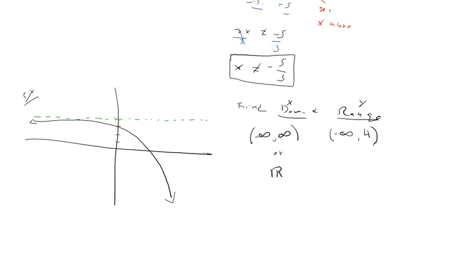For the range, we could also do the inequality version. We could say y is everything that is less than 4. Not equal to, right? Not equal to, because we don't actually reach it. No equal to. Just less than 4. Same idea. Great.